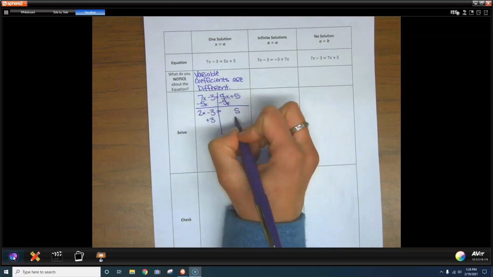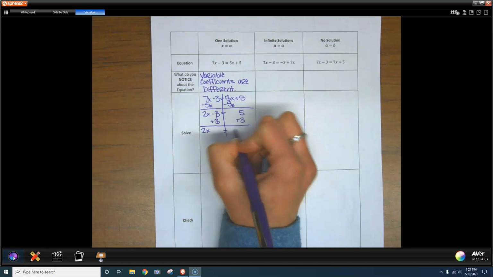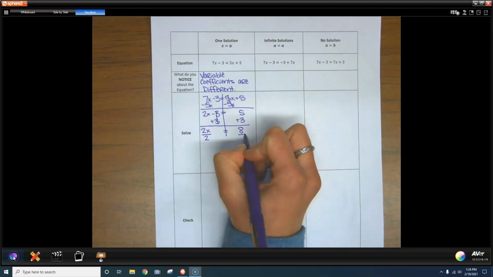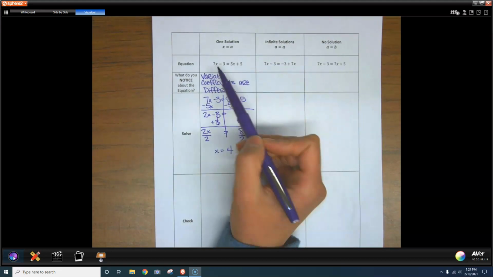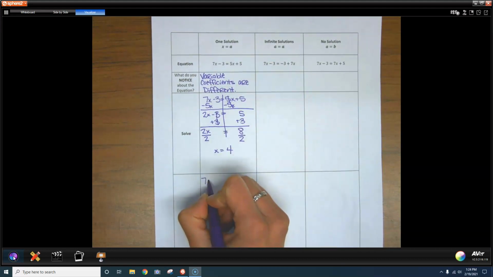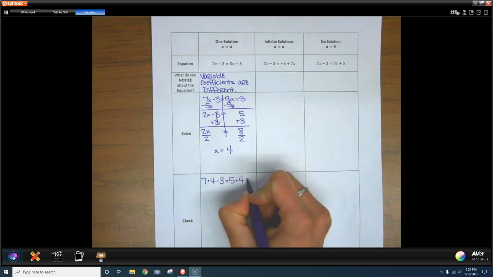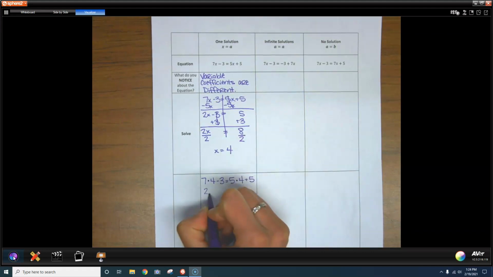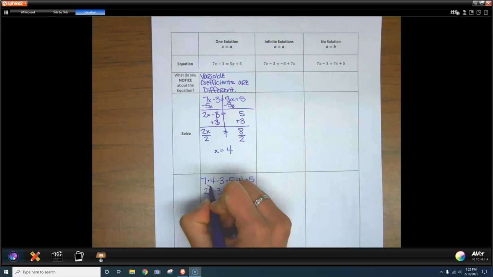I'm going to add the 3 to both sides and get 2x equals 8. Divide by 2, divide by 2, and be left with x equals 4. So now I'm going to check it, and I'm going to hope that when I plug 4 back into this equation, the two sides will be equal. So 7 times 4 minus 3 has to equal 5 times 4 plus 5. 28 minus 3 has to equal 20 plus 5.